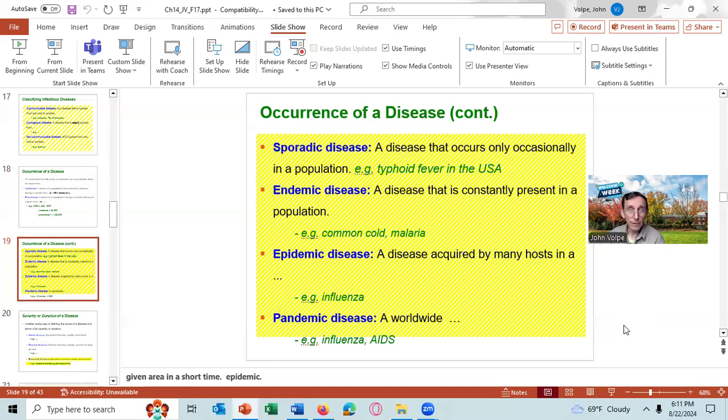But when you get very low numbers, such as the incidence of typhoid fever in the United States, the distinction between an endemic disease and a sporadic disease is that there's very little distinction. That's why some people call typhoid fever a sporadic disease, and other people say, no, it's always present, especially among the homeless population. Typhoid fever is an endemic disease.